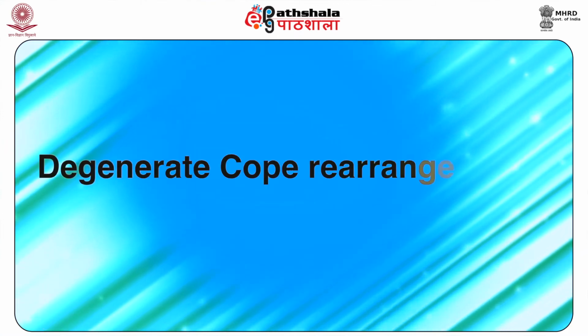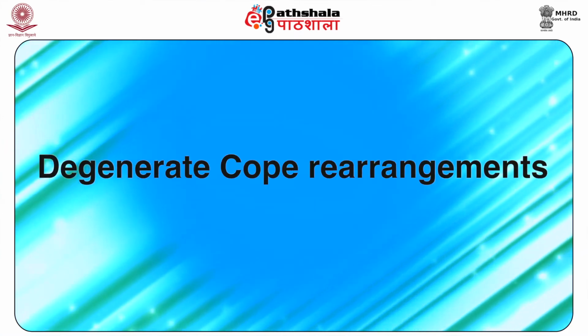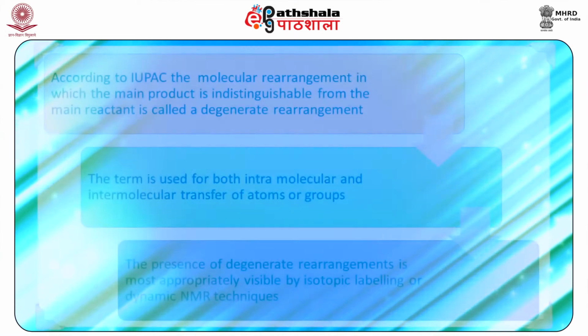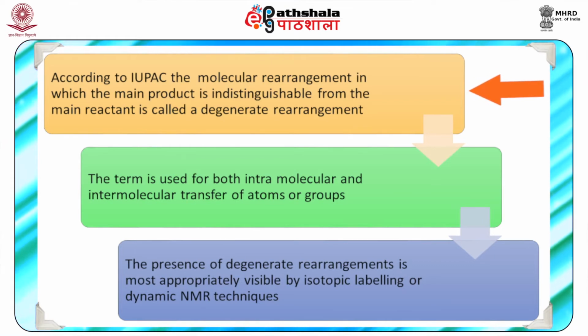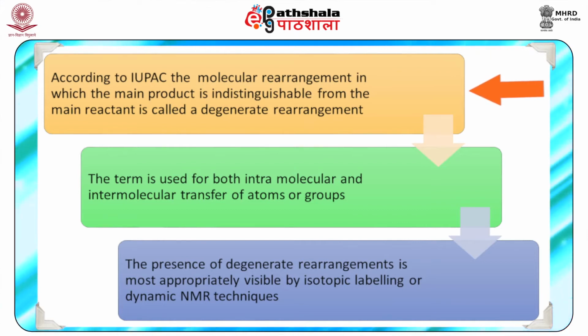Now let us talk about degenerate Cope rearrangements. According to IUPAC, a molecular rearrangement in which the main product is indistinguishable from the main reactant is called a degenerate rearrangement.